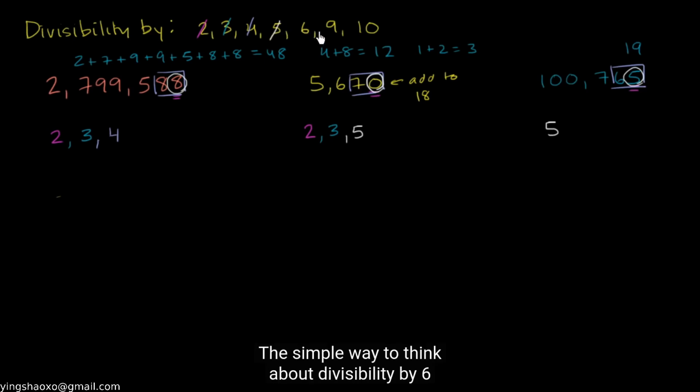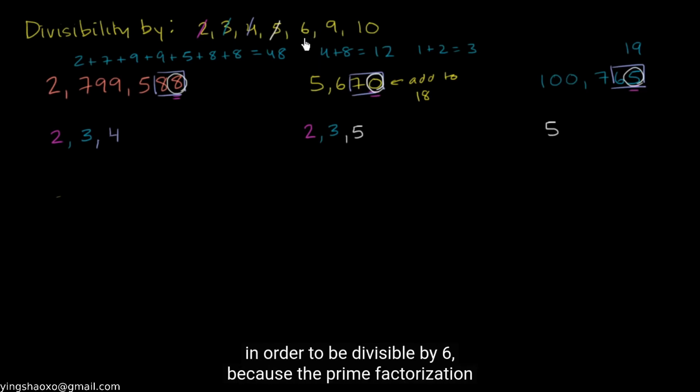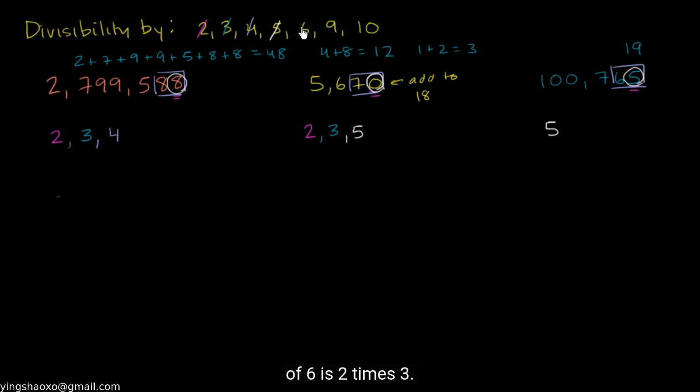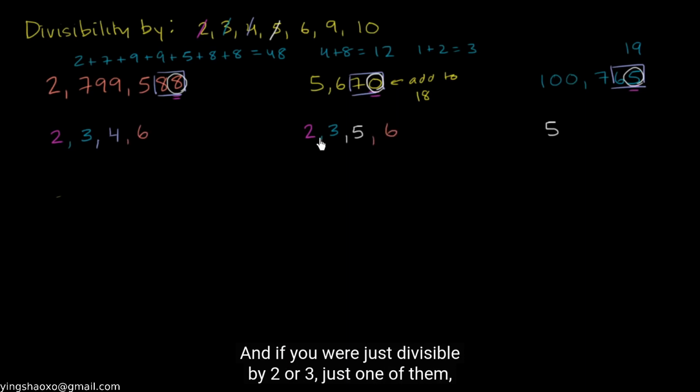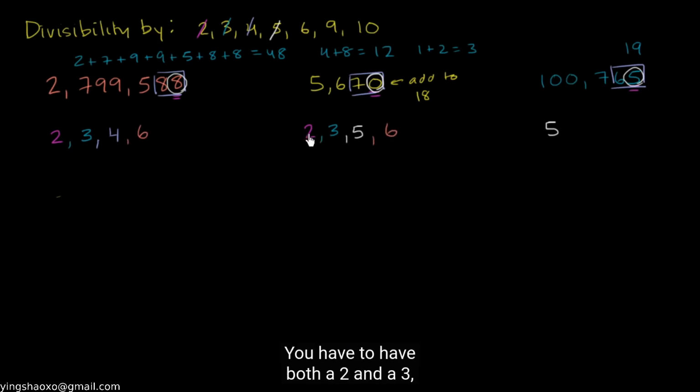Now the number 6. The simple way to think about divisibility by 6 is that you have to be divisible by both 2 and 3 in order to be divisible by 6, because the prime factorization of 6 is 2 times 3. So here we're divisible by 2 and 3, so we're going to be divisible by 6. Here we're divisible by 2 and 3, so we're going to be divisible by 6. And if you were just divisible by 2 or 3, just one of them, then you wouldn't be able to do this. You have to have divisibility by both of them. And here you're divisible by neither 2 nor 3, so you're not going to be divisible by 6.